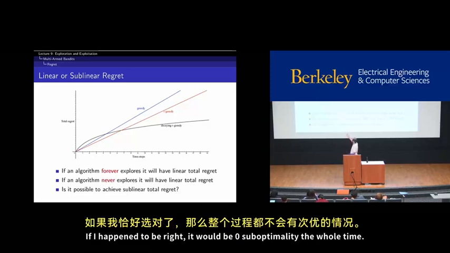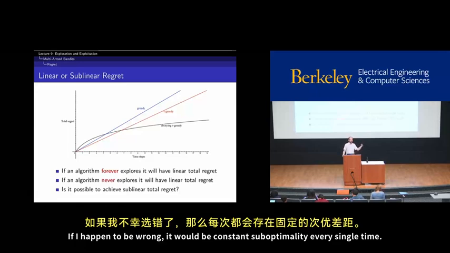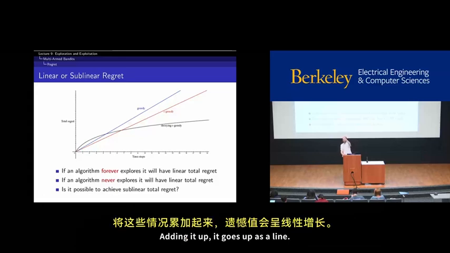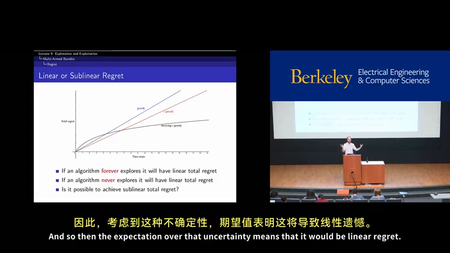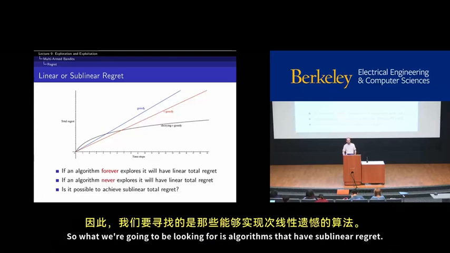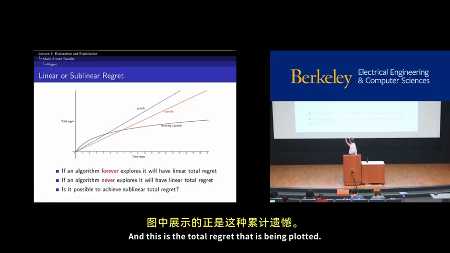If I happened to be right, it would be 0 suboptimality the whole time. If I happened to be wrong, it would be constant suboptimality every single time. Adding it up, it goes up as a line. And so the expectation over that uncertainty means that it would be linear regret. So what we're going to be looking for is algorithms that have sublinear regret. And this is the total regret that is being plotted.